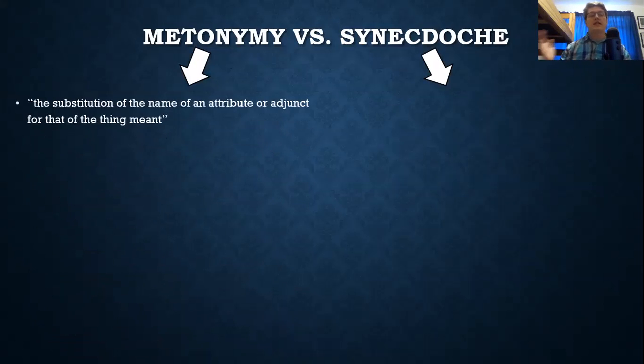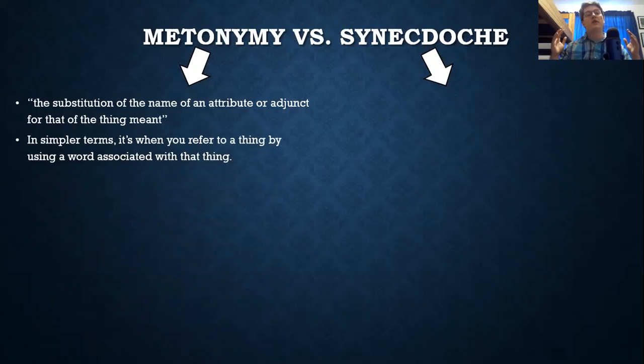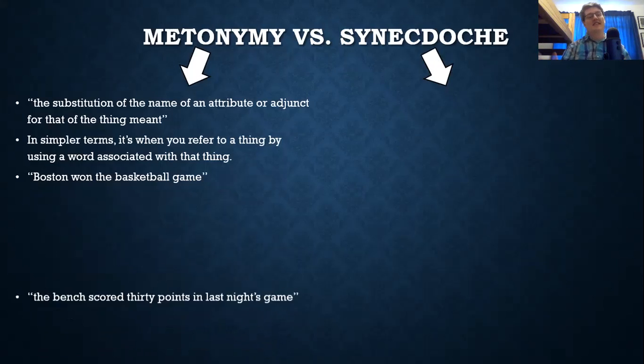So first, a definition. Metonymy, the substitution of the name of an attribute or adjunct for that of the thing meant. Basically what that means is it's when you refer to a thing by using a word associated with that thing. So if I said Boston won the basketball game, I'm not referring to the entire city of Boston playing basketball. I'm referring to a basketball team in Boston who won a basketball game, the Boston Celtics, or a college team or a high school team. Boston basketball team, you understand.